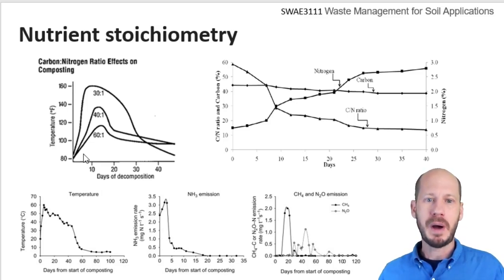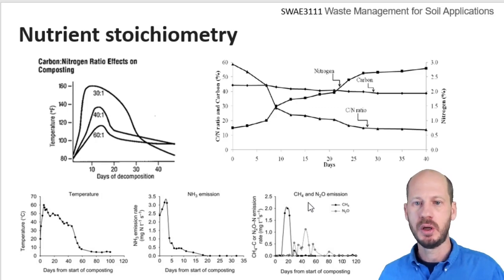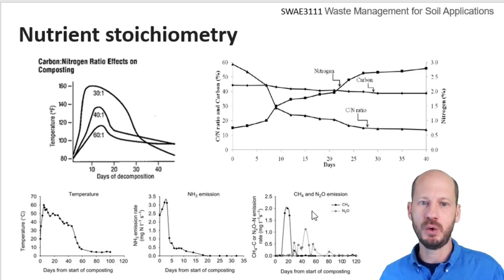And to manage the thermophilic phase of your composting, the carbon to nitrogen ratio of the material will be very important. And as you see here, the carbon to nitrogen ratio tends to go down during the decomposition process, and it will stabilize at 15 to 20 at the end of the process, depending on the material you start with. But the highly mature compost will have a low carbon to nitrogen ratio, below 20.